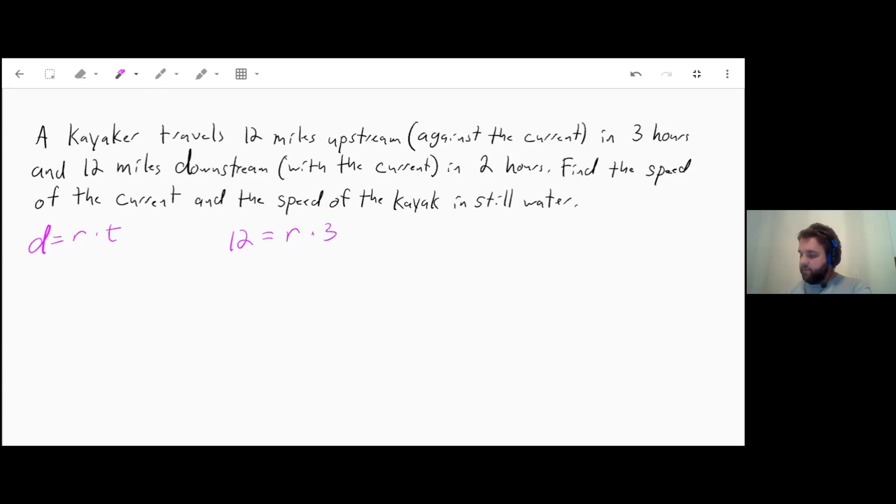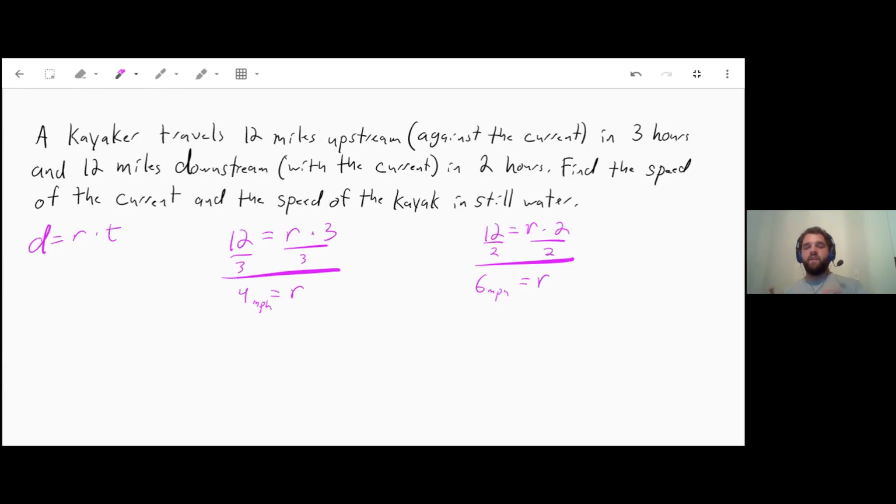When we're going upstream, we can divide both sides by 3. Our total speed is going to be 4 miles per hour. When we're going downstream, we go 12 miles in our rate times 2 hours. So we can divide both sides by 2, and we get that our rate is equal to 6 miles per hour. So that's the first part.